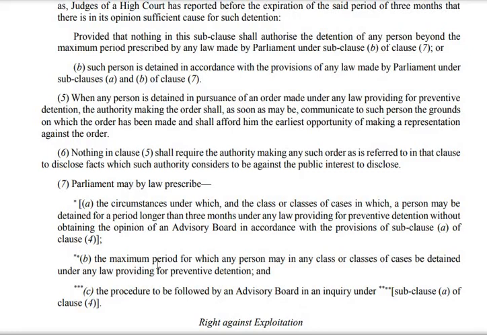The maximum period for which any person may in any class or classes of cases be detained under any law providing for preventive detention. So the parliament may fix the upper limit. Maximum 1 साल 2 साल, that the parliament can do whatever time parliament wants.